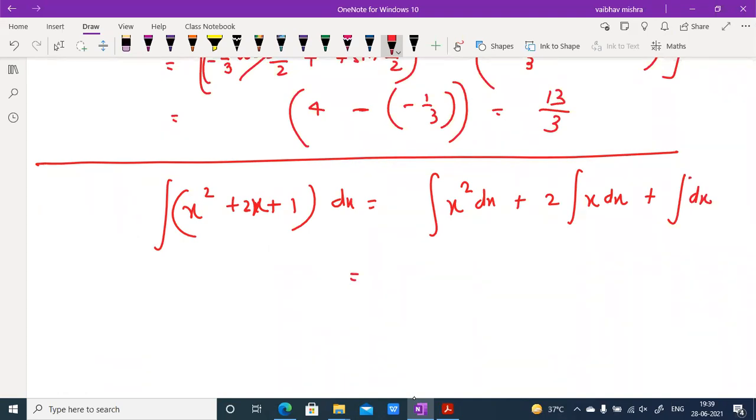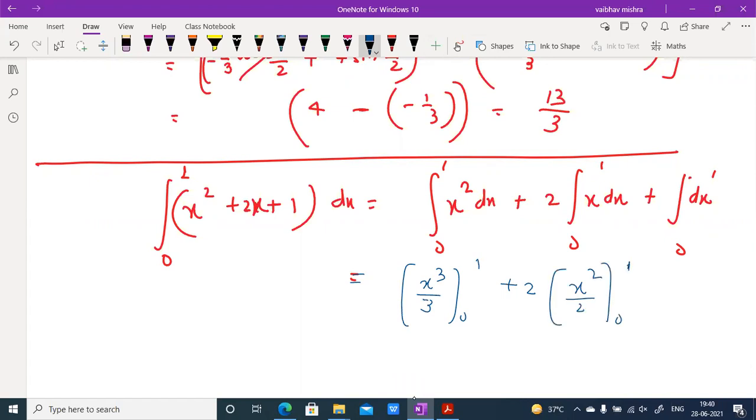Sir, 4 is the answer. No, the answer is not 4, beta, we were integrating from 0 to 1. Integration of x square, Rishit, is x cubed by 3, then we'll put the limit from 0 to 1. X integration is x square by 2. So here there is no need of the coefficient rule.